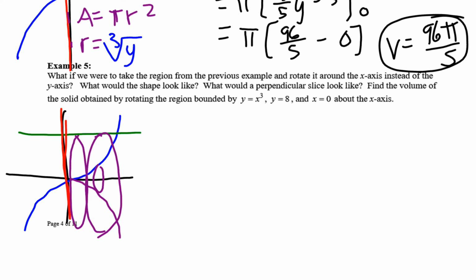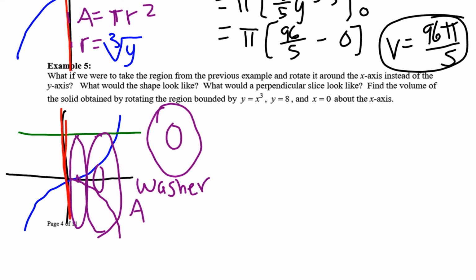or a slice like that. So this time, instead of having a disc, we have a disc with a little hole. So it would look more like this. So instead of calling this a disc, we'll call it something else, okay? It's kind of like a washer shape.